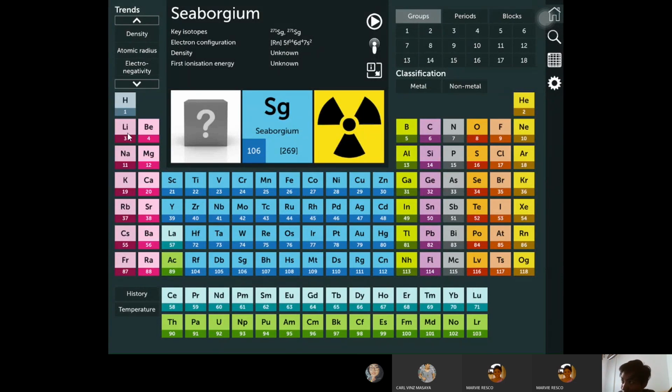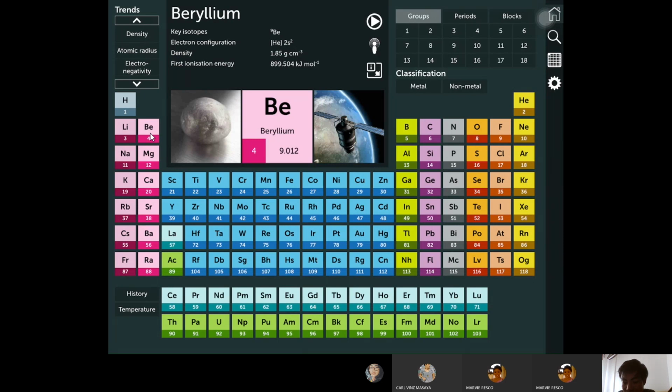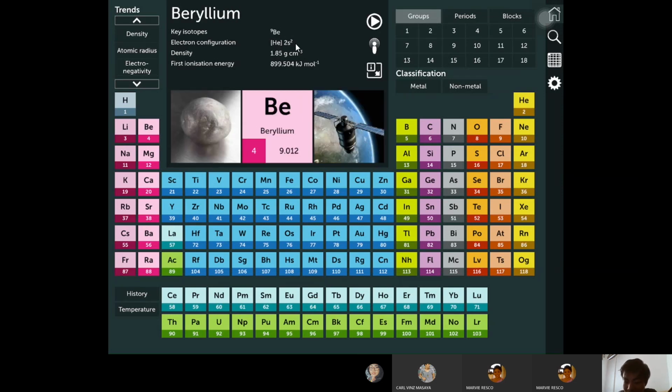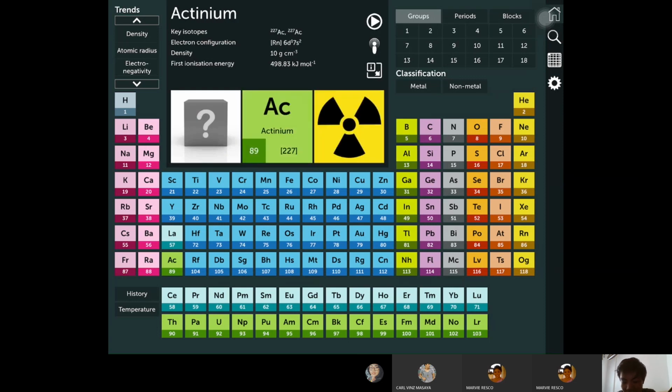Okay? So let's say itong group 2, ano kaya valence electrons niyan? Di, dalawa. No? So, dalawa yan kay beryllium. Tignan nyo dito. 2s2. Yan yung valence electron. Yung helium, yan yung inner configuration. No? Tignan nyo. Si magnesium. Neon, yan yung inner configuration. 3s2, yan yung valence electrons. So, lahat sila, dalawa yung ending na electrons.